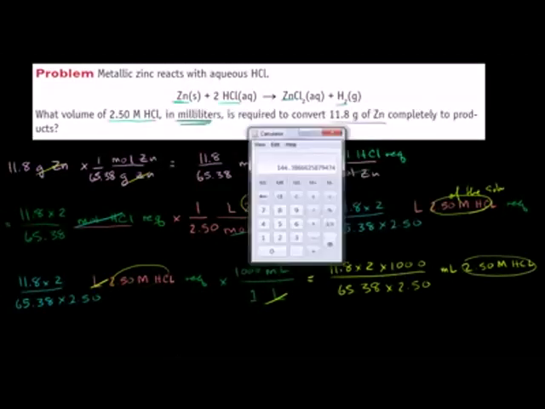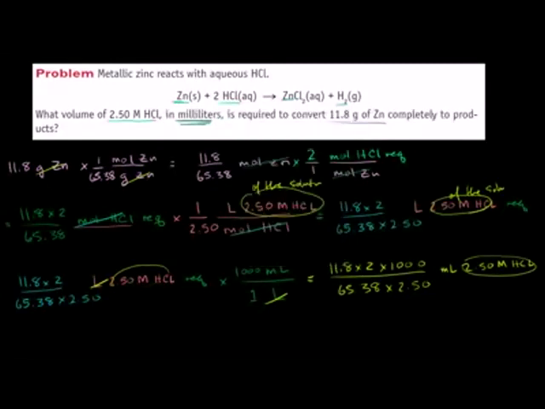So let's break out the calculator, and you get 11.8 times 2 times 1,000 divided by 65.38. And we're also going to divide by 2.5 because it's in the denominator. It's 144. And actually, a couple of numbers here only have 3 significant digits, so we should really only stick to 3 significant digits. So it's 144 milliliters. So this right here is 144 milliliters of the 2.5 molar hydrochloric acid solution. And we're done. Hopefully you found that fun.